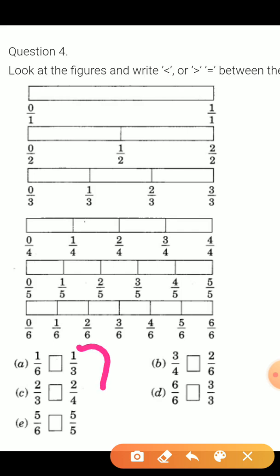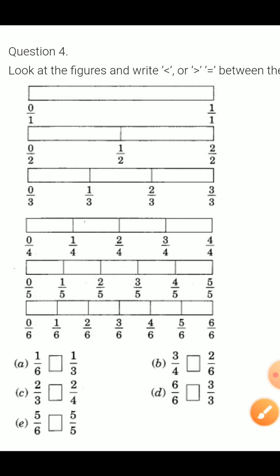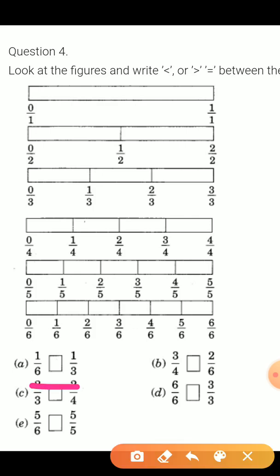Now look at this fraction first. Which kind of fractions are they? Yes, they are unlike fractions because they have different denominators. But their numerators are the same, right? So since the numerators are the same, we compare the denominators. Smaller the denominator, greater the fraction. Now in these two fractions, denominator 3 is smaller than 6. Hence fraction 1 by 3 will be greater than 1 by 6.